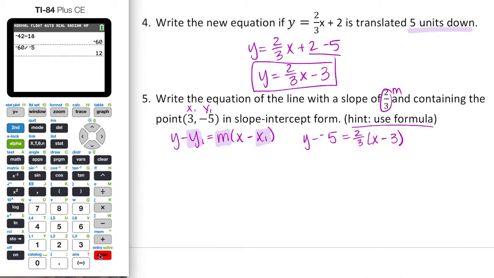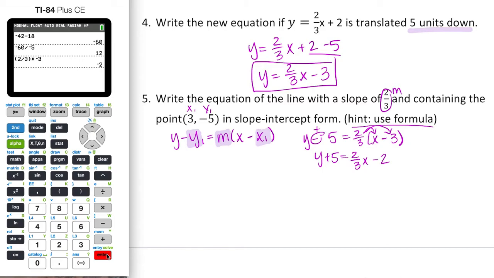Minus a negative is always going to change to a plus. So y plus 5, distribute our 2/3. We're going to have 2/3 x. Then, instead of doing that in our heads, we can do 2 divided by 3, so 2/3 times negative 3. And that is going to give us negative 2.